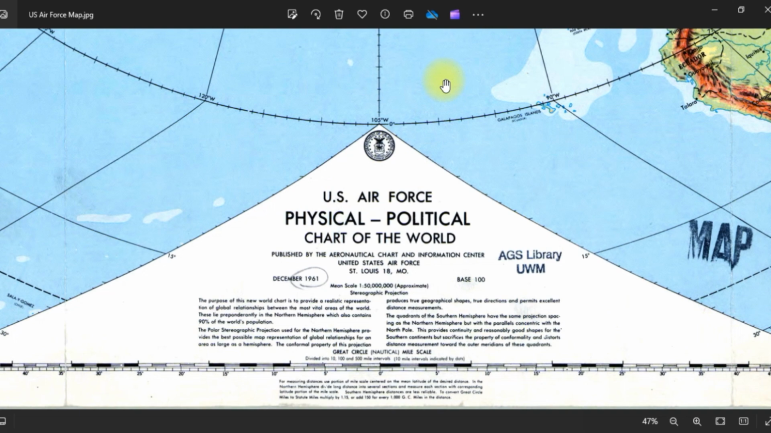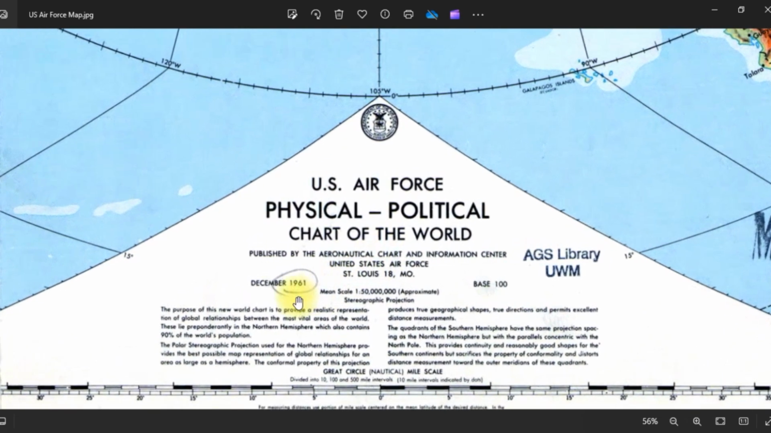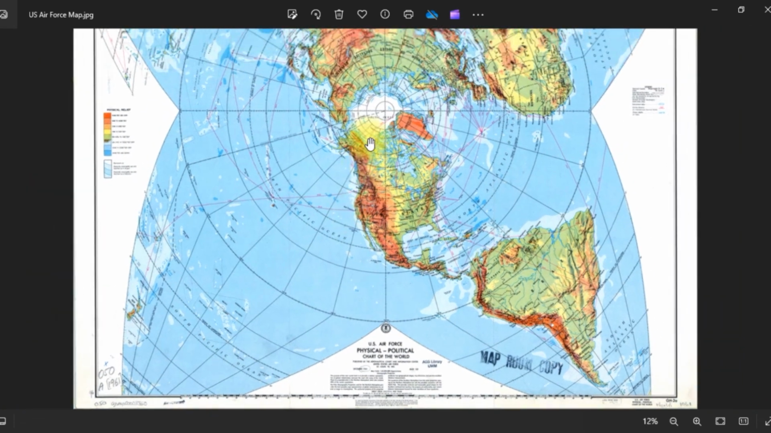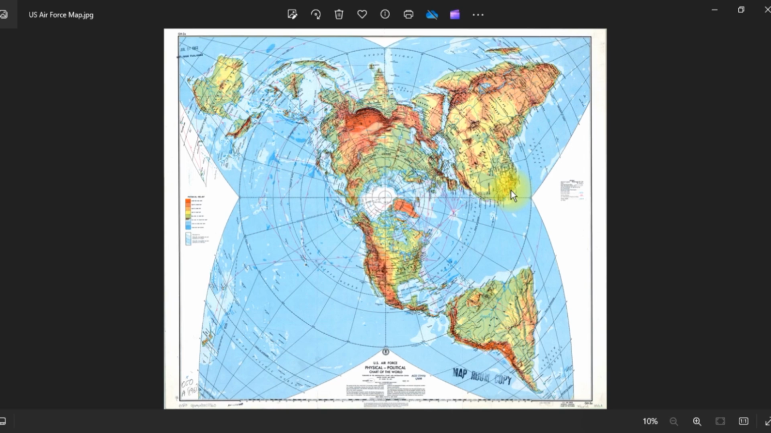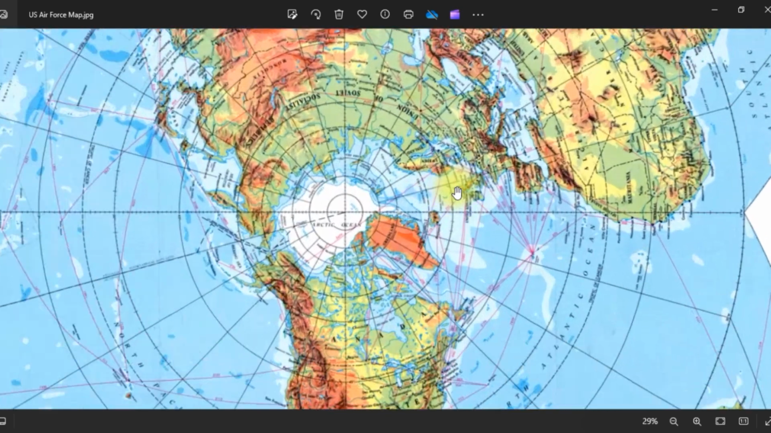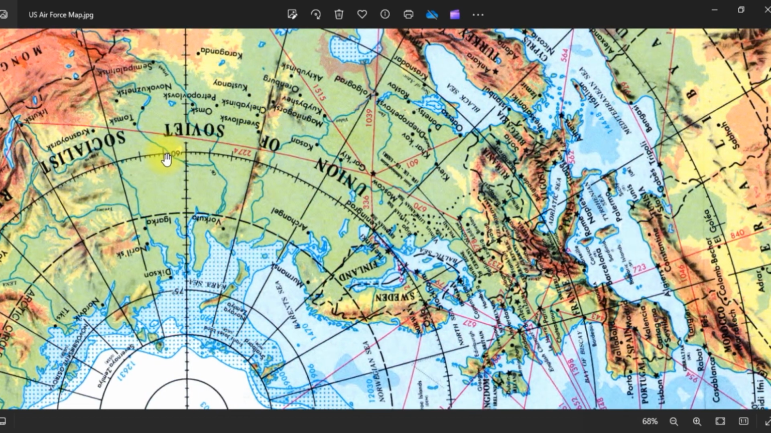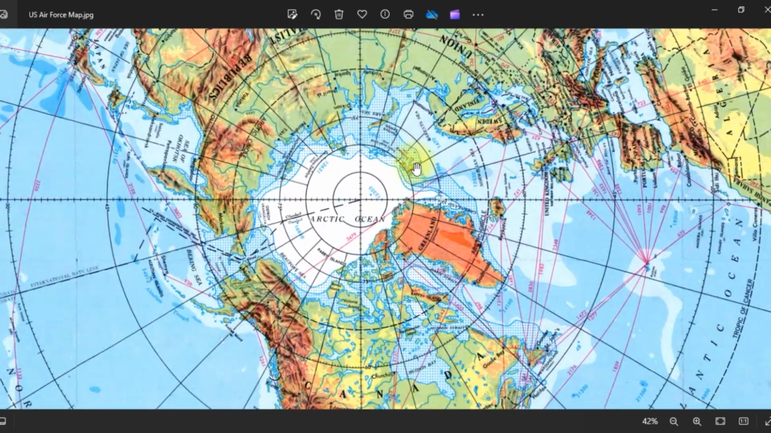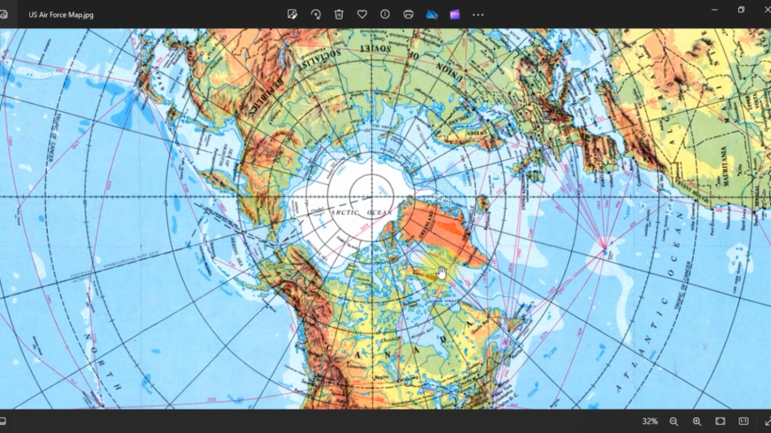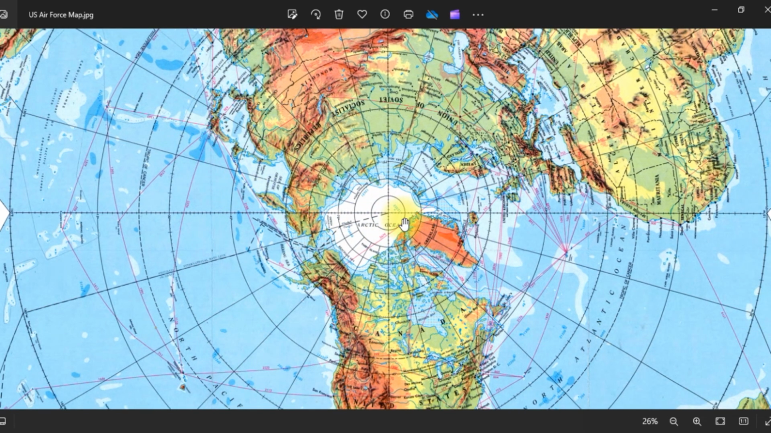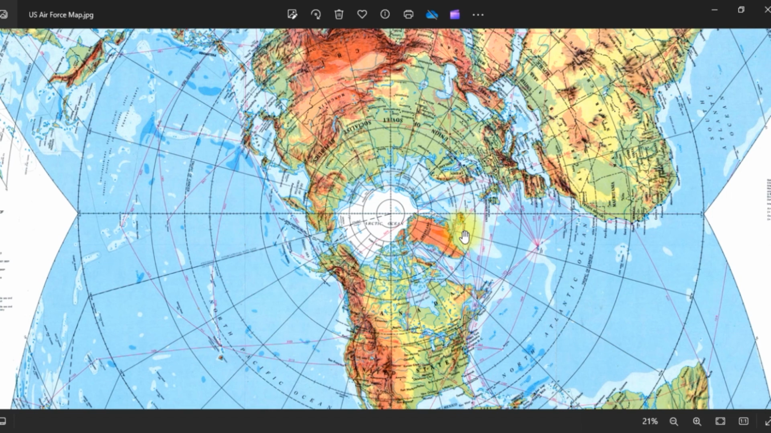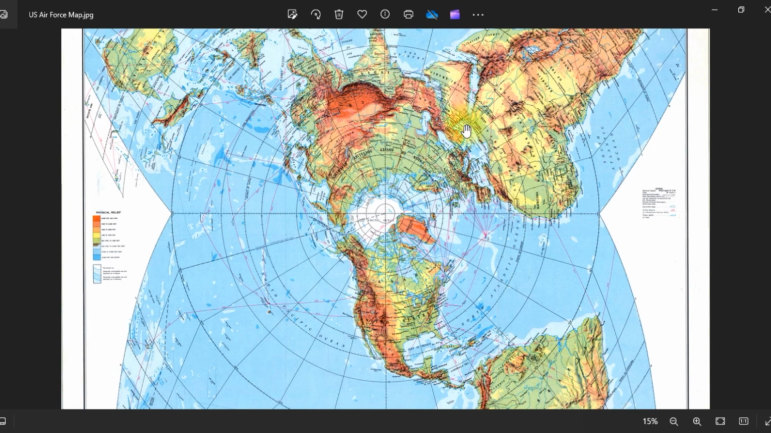One more thing before we close. U.S. Air Force Physical Political Chart of the World. This is a very interesting map from 1961. It's basically the flat Earth map. This is a very interesting map. I'm going to make it available for downloading. I have it in quite good resolution, so it will be available for downloading if you want. But it's very similar to 1943 air map of the world, which is a flat Earth map, and very similar to the Gleason's map as well.